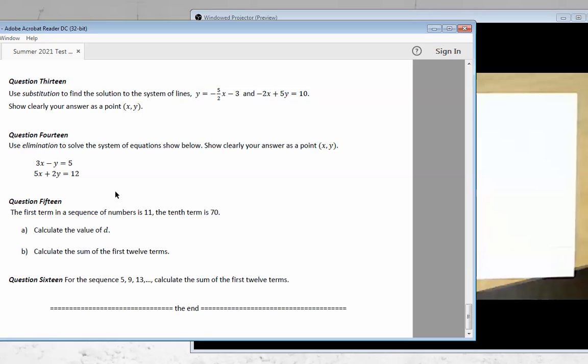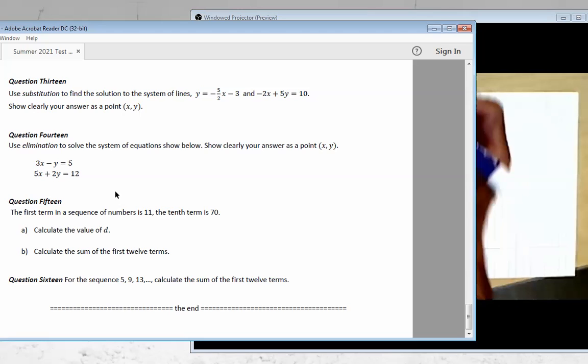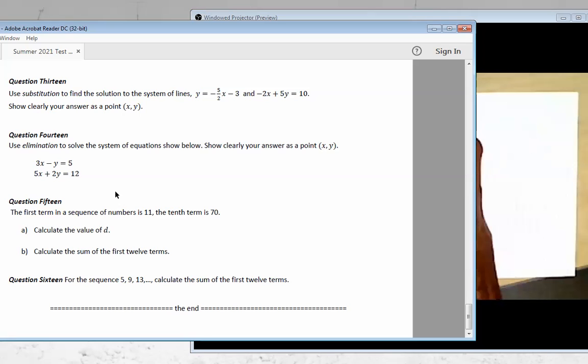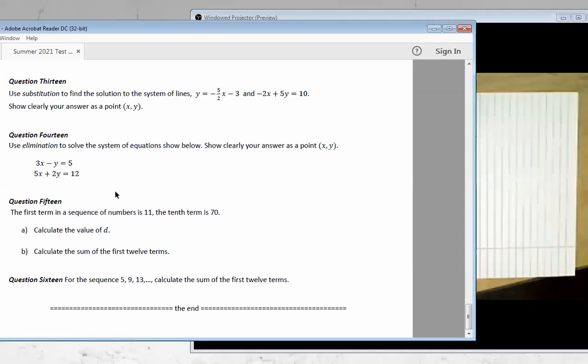So number 15. What does it say? First term is 11. So I know it's going to look like that. 10th term is 70. And for A part, it's what is the value of D? And then sum of the first 12. Yeah, I should be able to see that. Okay.